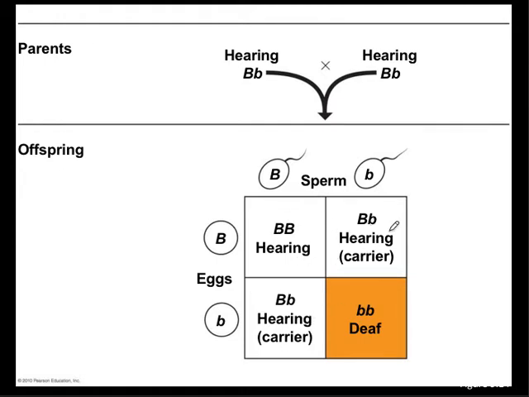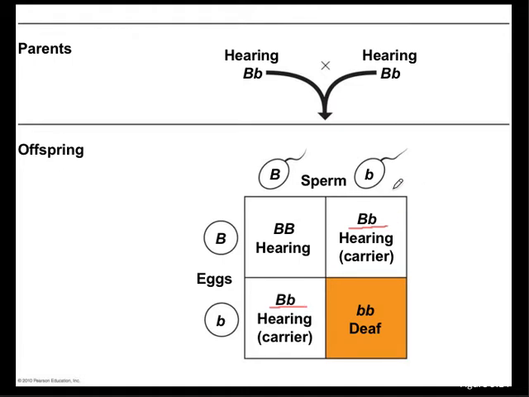There's a 50% chance though when a recessive allele fertilizes with a dominant allele, a recessive sperm with a dominant egg, they will end up with a heterozygous child, meaning they'll be able to hear, but they carry the allele for deafness. They are a carrier. When you cross a dominant allele sperm with a recessive egg, once again you produce a carrier, a heterozygous child.